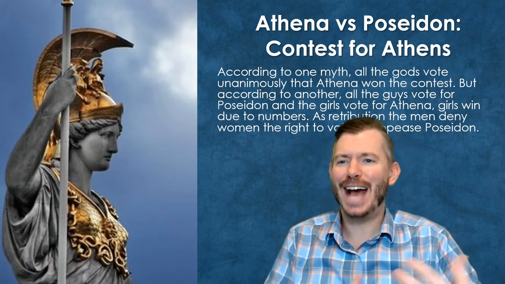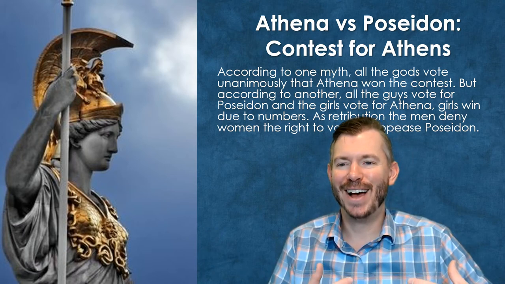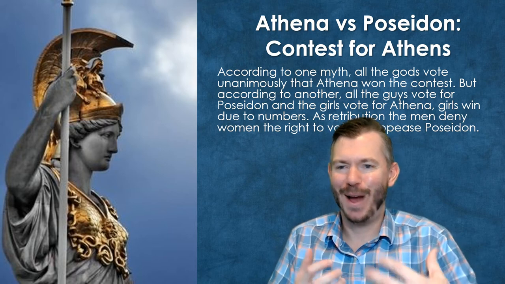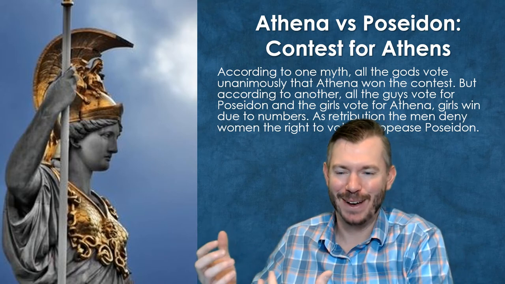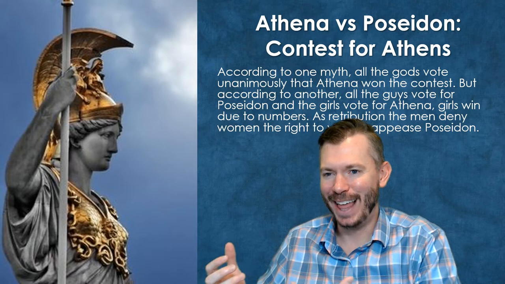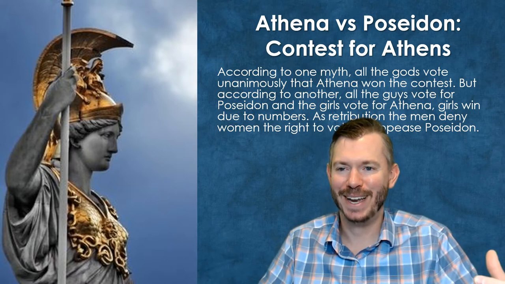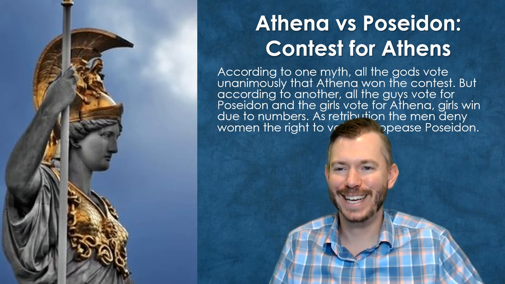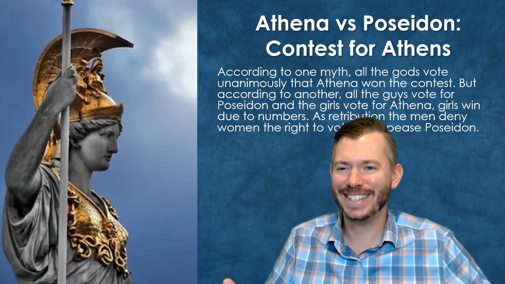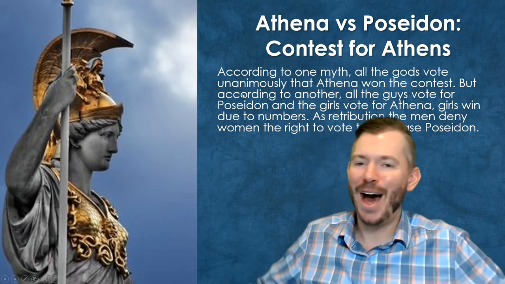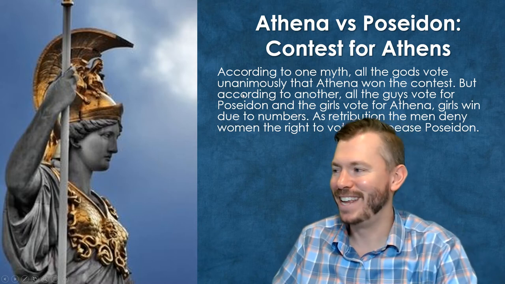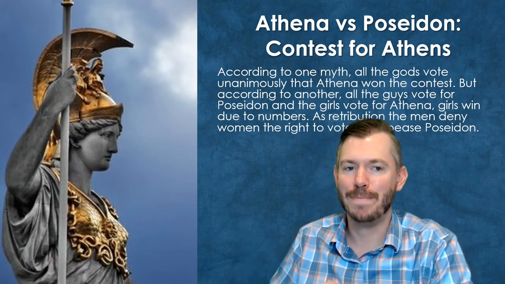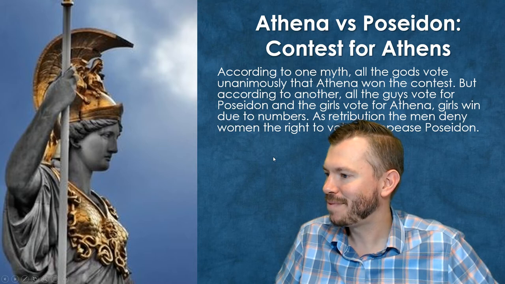And in some of the versions, as retribution for this kind of vote where a female goddess got to be the patron god, they take away the voting rights for women in actual Athens. I think that's really a raw deal, that they're like, no, you can't vote, women, because Athena's the goddess of the city. Doesn't even make any sense. Anyway, Athena has won the contest for the city of Athens, and thus she becomes the patron god of the city.